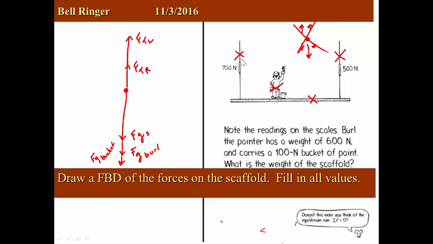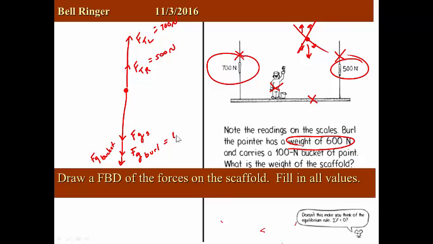The force of tension on the left cable is 700 newtons. So we're going to put 700 newtons. Force of tension on the right cable is 500 newtons. So we're going to put 500 newtons. It says Burl has a weight of 600 newtons. So we're going to put 600 newtons. And then it says the bucket has a weight of 100 newtons. So the force of the bucket is 100 newtons.